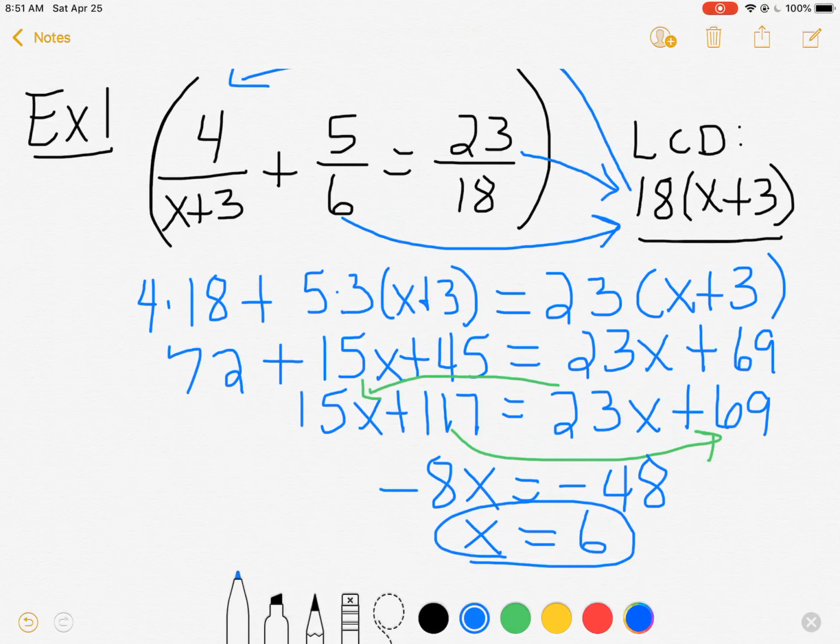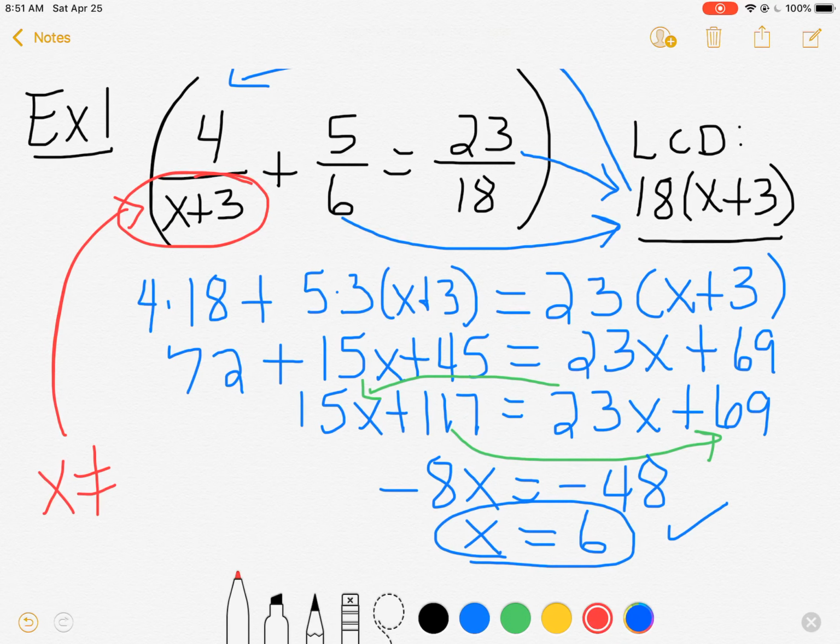Now you can do a calculator check and make sure that the left-hand side equals the right-hand side. So if I put a 6 in here, I get 4 9ths plus 5 6ths. I could add those together and see if I get 23 18ths. It checks. One thing that you need to make sure of is that you don't get something that's extraneous, and that would come from a restriction in your domain. This x plus 3 makes a restriction of x cannot equal negative 3. If that had been a solution, then we would not have gotten a check. Okay, let's move on to example 2.